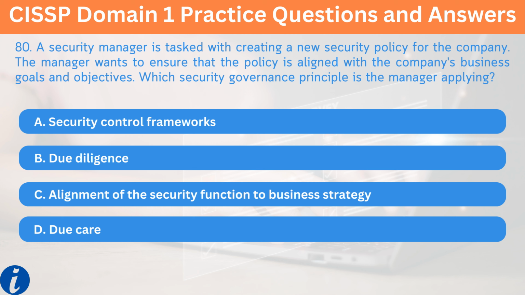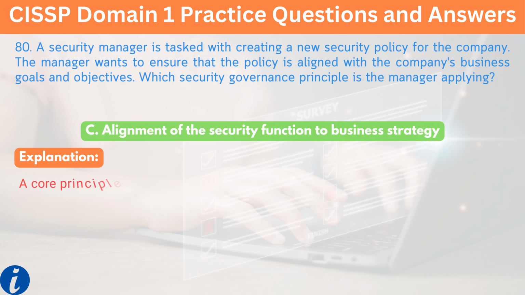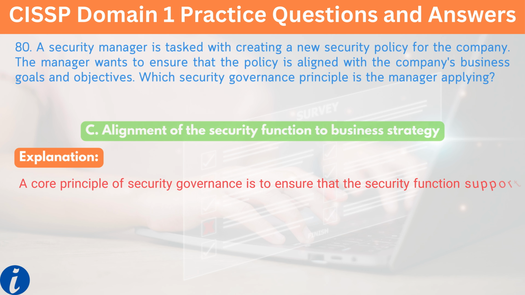80. A security manager is tasked with creating a new security policy for the company. The manager wants to ensure that the policy is aligned with the company's business goals and objectives. Which security governance principle is the manager applying? A. Security control frameworks. B. Due diligence. C. Alignment of the security function to business strategy. D. Due care. The correct answer is C. Alignment of the security function to business strategy.